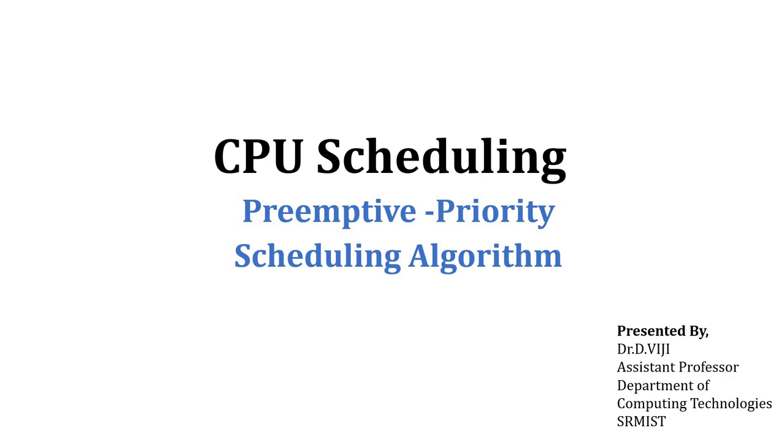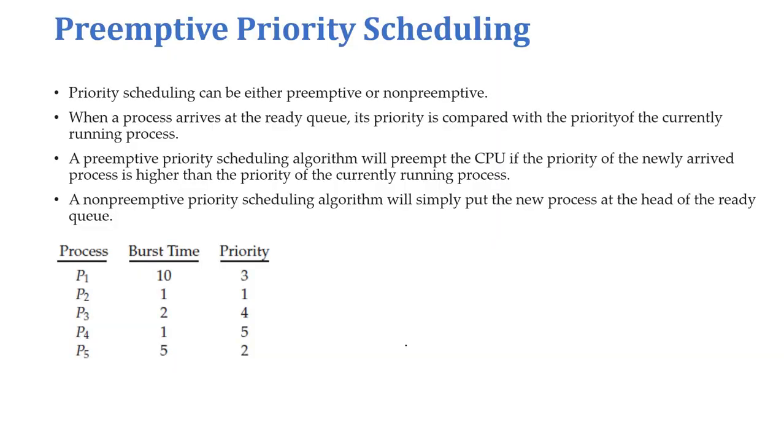Welcome to all. In this session, we are going to discuss the priority scheduling algorithm with preemption. We already discussed what preemption and non-preemption mean in shortest job first. The same thing will be applicable for priority scheduling also. In priority scheduling, the CPU is going to execute the processes based on the priority.